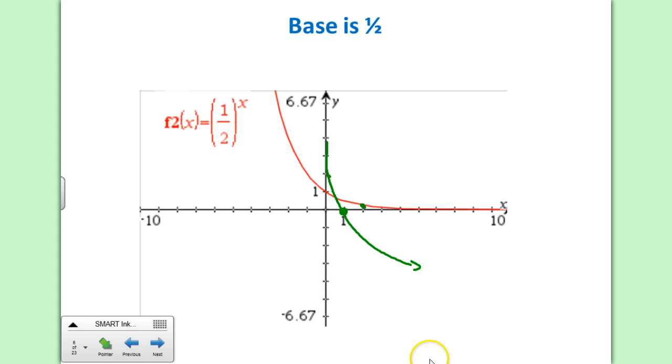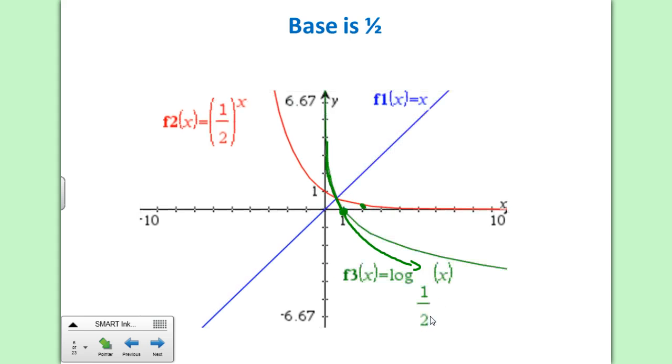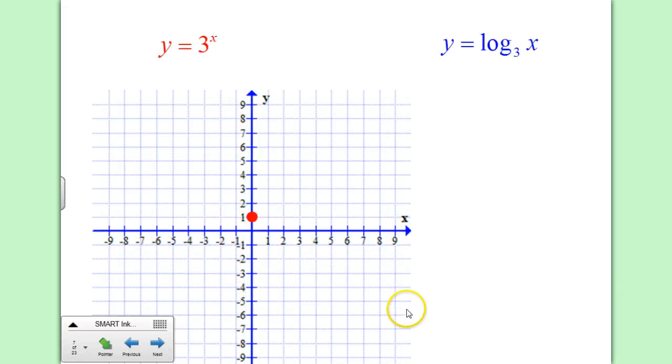I don't need the calculator to tell me that. It's simply the inverse of the other graph, right? I take the inverse. Now my graph is a little bit off because I was just doing it rough, but that's what it would be, okay?